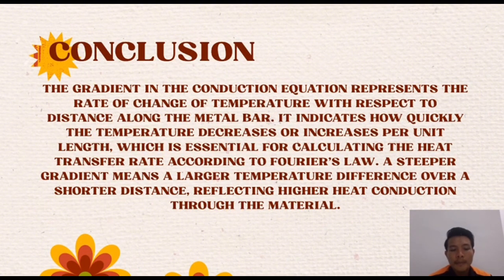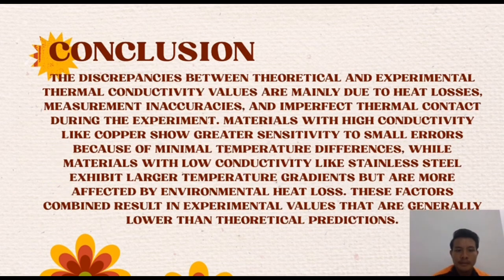In conclusion, the gradient in the conduction equation represents the rate of change of temperature with respect to distance along the metal bar. It indicates how quickly the temperature decreases or increases per unit length, which is essential for calculating the heat transfer rate according to Fourier's law. A steeper gradient means a large temperature difference over a shorter distance, reflecting higher heat conduction through the material.